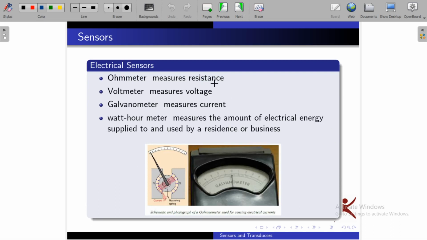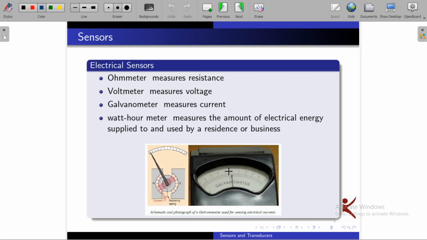Ohmmeter measures resistance. Voltmeter measures voltage. Galvanometer measures current. Watt-hour meter measures the amount of electrical energy supplied to and used by a residence or business. So you take voltmeter or galvanometer. You take galvanometer. It is a sensor. This receives signal. This receives electrical signal, and that signal is being converted into an output with readable format. You can have reading over here, right? So it is a sensor.